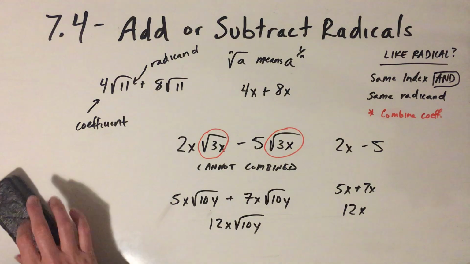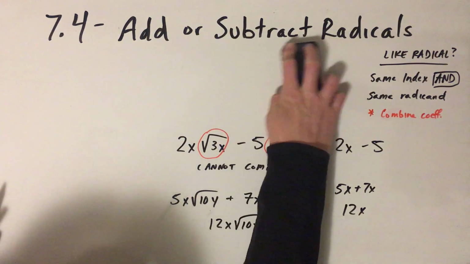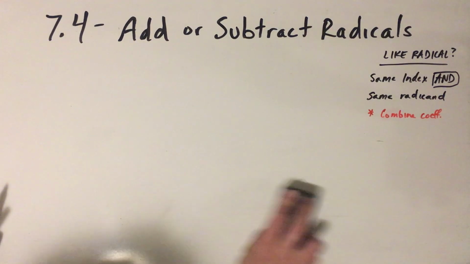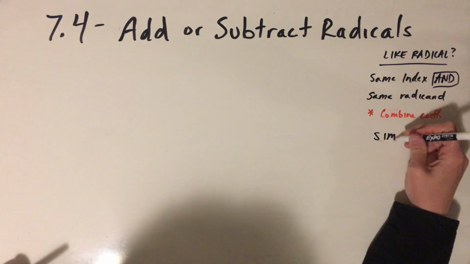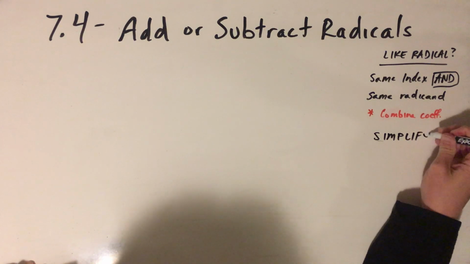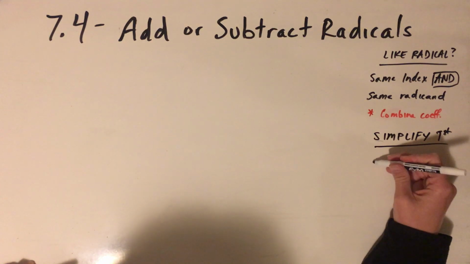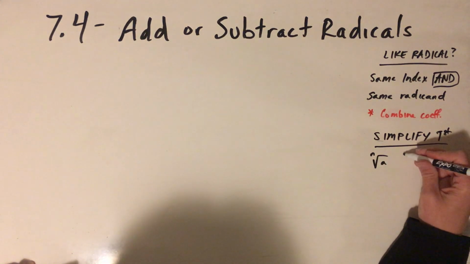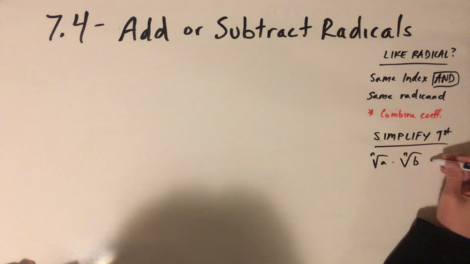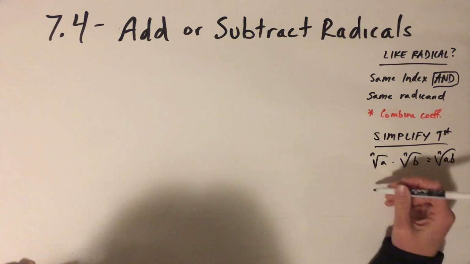Okay, so let's work several of these that don't have like terms. What we'd have to do with radicals is you have to simplify them first. So we're going to simplify first using this rule, the product rule, and the quotient rule.